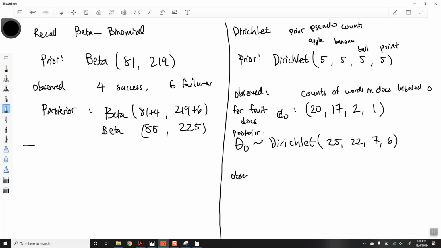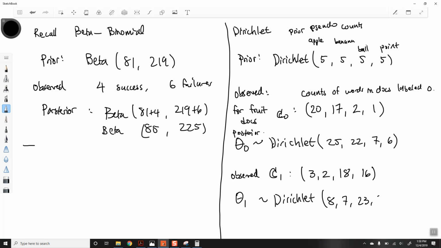Okay, and then maybe your observed counts, observed corpus for class 1, maybe we'll have 3 instances of the word apple, 2 instances of the word banana, 18 instances of the word ball, and 16 instances of the word point, okay? And so theta 1 will come from a Dirichlet with 5 and 3 is 8, 5 and 2 is 7, 5 and 18 is 23, and 5 and 16 is 21. Does that make sense? If you understand the beta and binomial relationship, then the Dirichlet multinomial relationship is just a natural extension where you add more categories. It's just that when you do it on the computer, you don't have a simple vocabulary of 4 words, you're going to have like 1,000 words, okay?